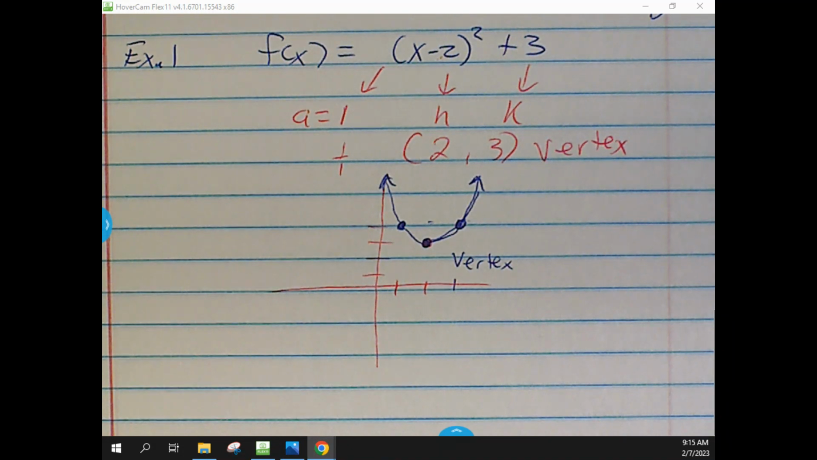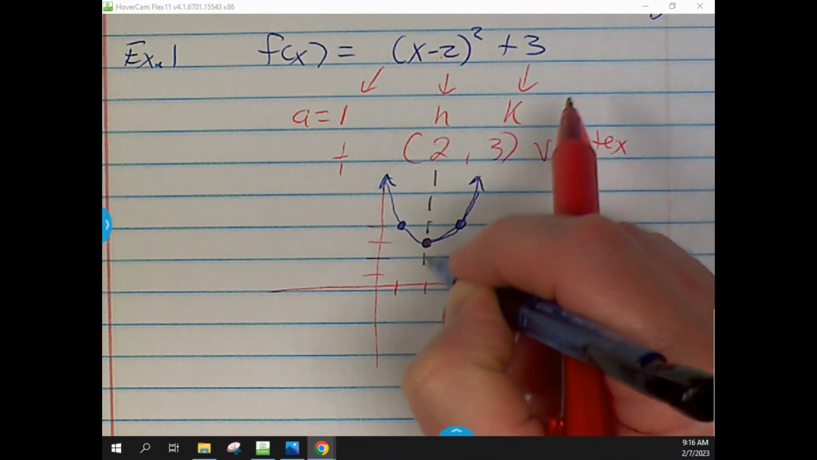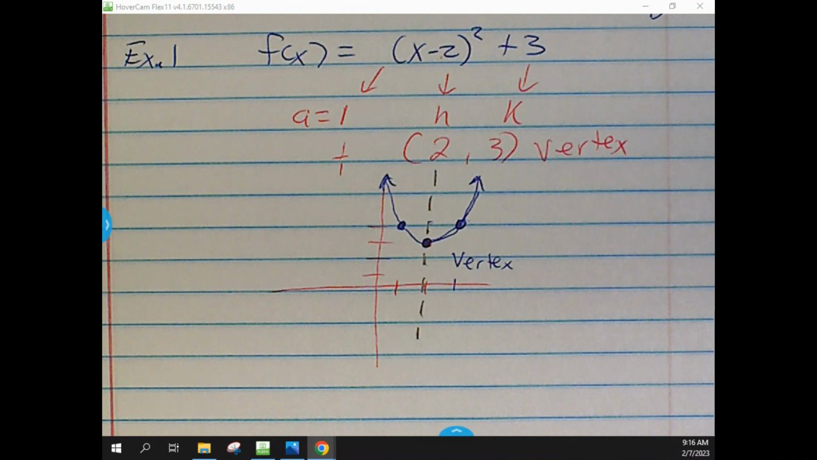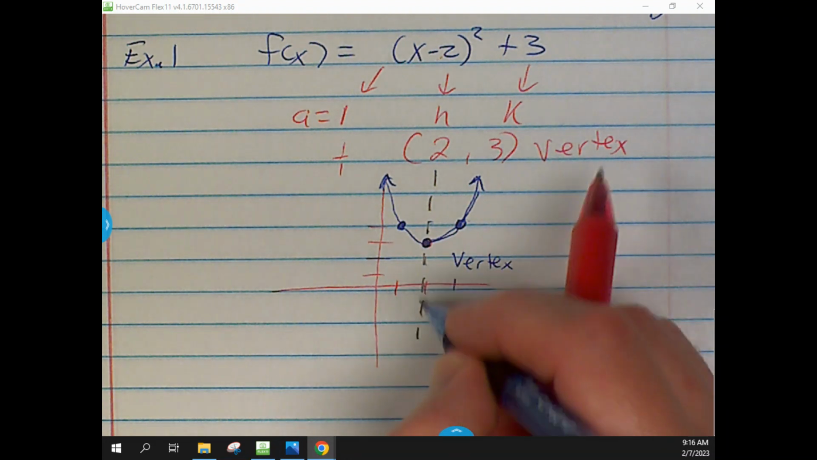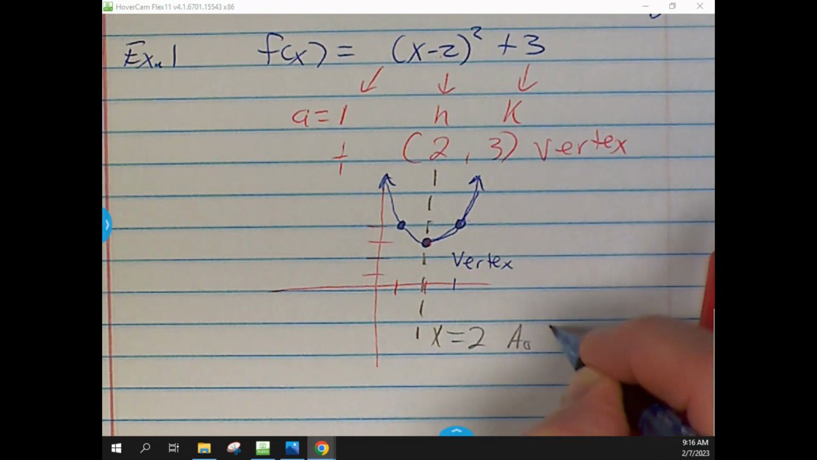All right. So now here's what we've got to do, a little bit of labeling. Again, if they ask you to draw an axis of symmetry, you're going to go back and draw a vertical line right down through the middle of the vertex. And if you do that, you're hitting the x-axis at 2, so you tell me that that's x equals 2, and that's your axis of symmetry.